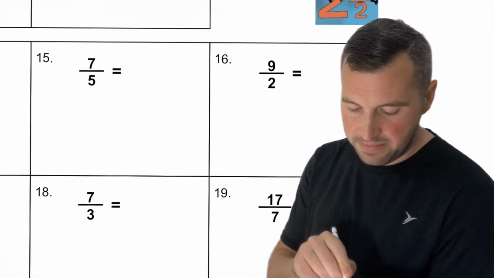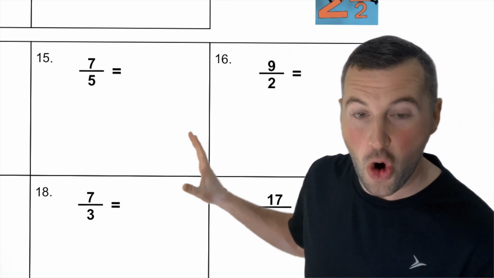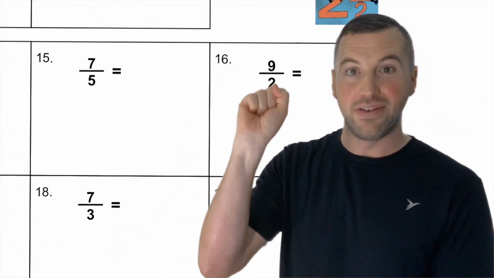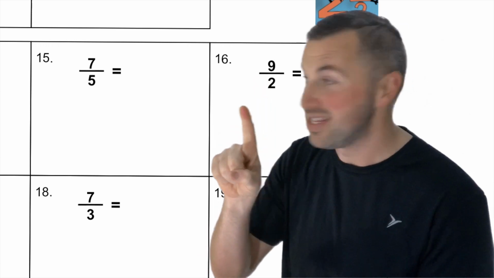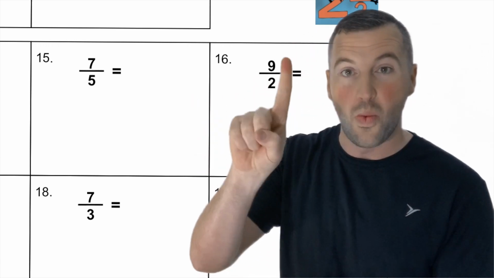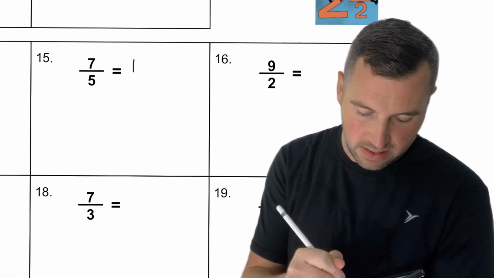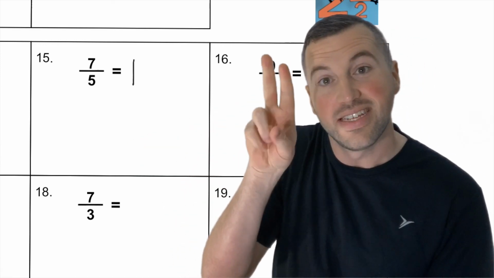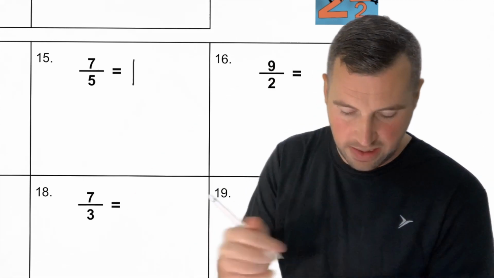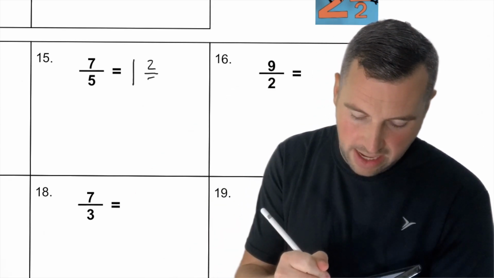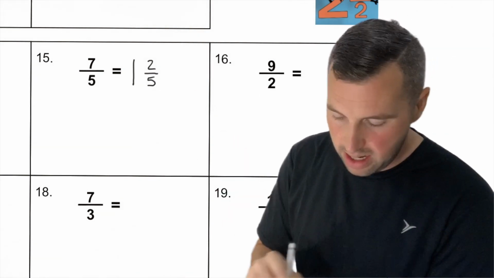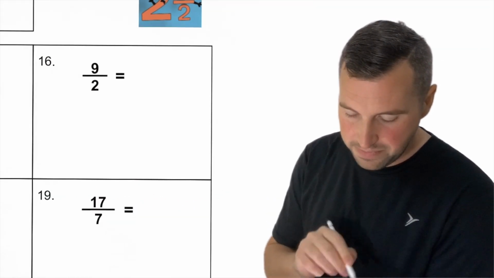Over to 15. Okay. Name that whole, 5/5. How many 5/5 do I have? 5/5. I can't go to 10/5. I only have 7 of them. So 1 whole, that's 5/5. And how much extra? 6/5, 7/5. 2 extra. Okay, or 2 remaining. And the size of the piece is still the same. It's still fifths.